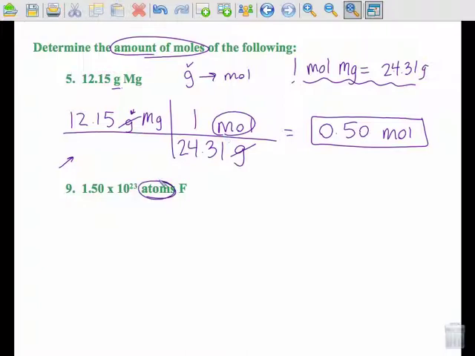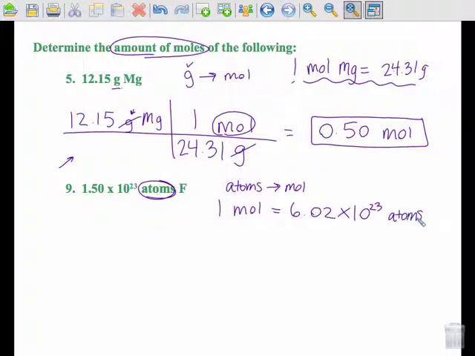So again, it's asking for the amount of moles, but this time it gives you atoms. So at this point, what we're trying to do is go from atoms to moles. The same principle applies with the tic-tac-toe board, but your conversion factor is now different. This conversion factor, 1 mole, equals 6.02 times 10 to the 23rd atoms.